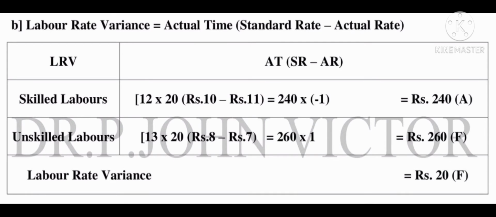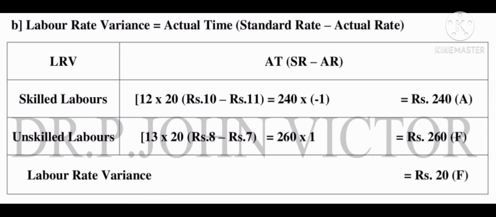Okay, the second one is labor rate variance. The formula is actual time into standard rate minus actual rate. See that LRV stands for labor rate variance, AT stands for actual time, SR stands for standard rate, minus AR stands for actual rate.